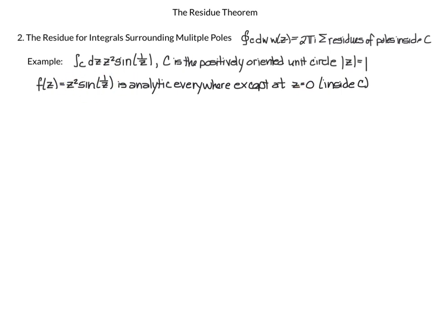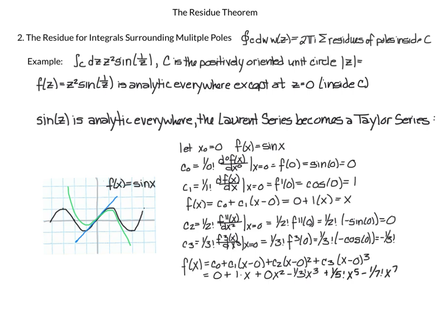The first thing we need to do then is consider the Laurent series expansion of z squared sine of 1 over z. And we're going to start by looking at the Laurent series expansion of sine of z. Sine of z is analytic everywhere, so the Laurent series will become a Taylor series. And this is a problem we had done when we were looking at Taylor series of real functions, sine of x. This is the work here.